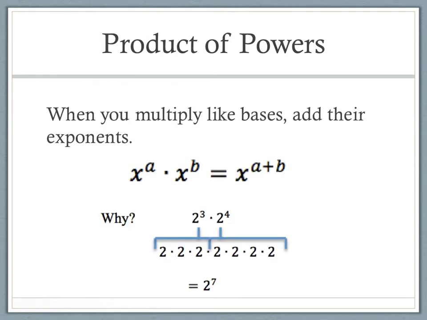Now, the product of powers: if we're multiplying two of the same base, we add the exponents. Why is that the case? Well, if I did 2 to the third times 2 to the fourth, sometimes if we write it out it helps. So 2 to the third would be 3 2's. 2 to the fourth would be 4 2's. Okay. So how many 2's total do we have? Well, it would be 2 to the seventh, which is 128. So 2 to the third times 2 to the fourth would be 2 to the seventh, which is 128.